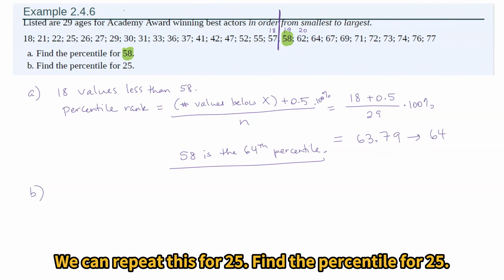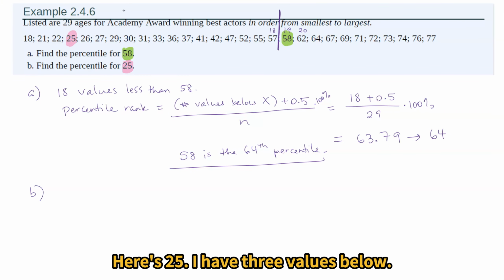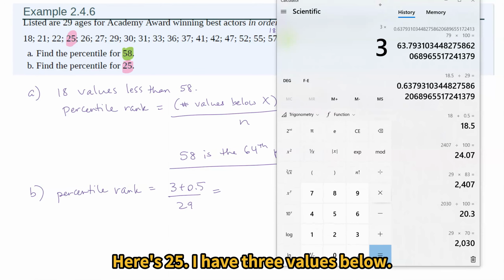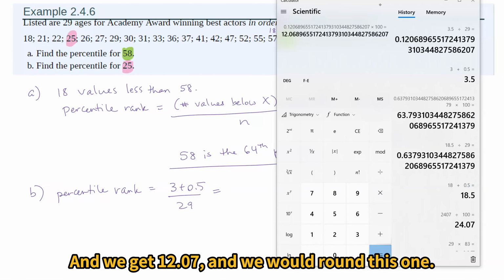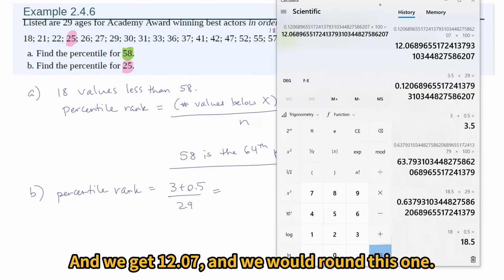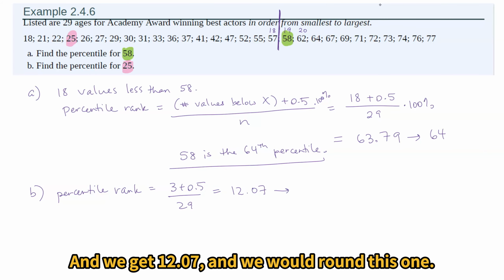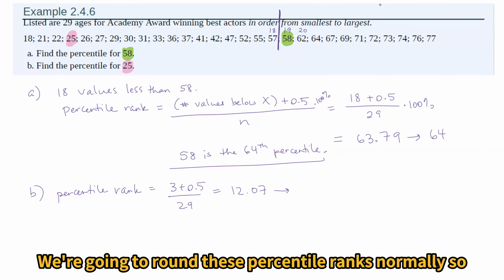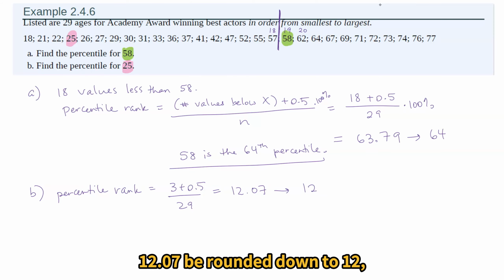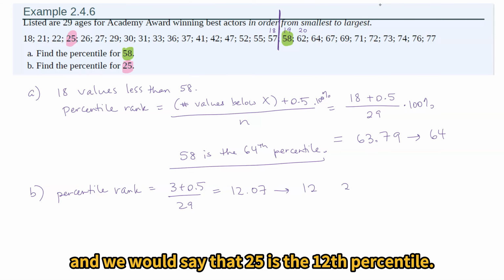Find the percentile for 25. Here is 25. I have 3 values below. We get 12.07, and we would round this one. We're going to round these percentile ranks normally, so 12.07 would be rounded down to 12, and we would say that 25 is the 12th percentile.